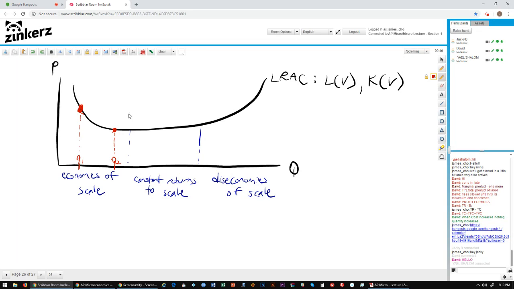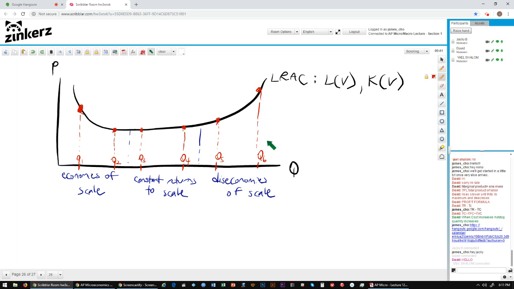With constant returns to scale, it really doesn't matter. Whether at Q3 or Q4, your average cost is not changing by all that much. So here, it really doesn't matter if you're producing a lot or producing a little. With diseconomies of scale, what's happening here is you're already producing such a large amount. Take a look at Q5. Already that's a huge amount. So from Q5, if you decide to produce more, your average cost is going to go super, super high.